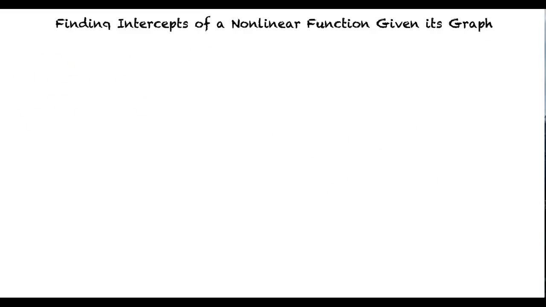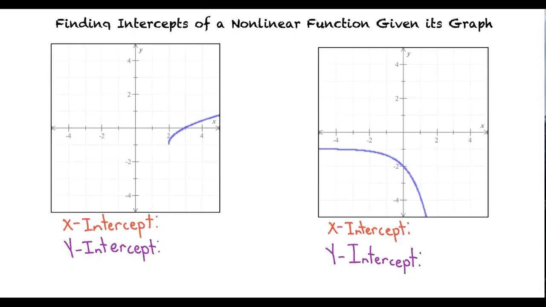Are there cases where the graph of the function might not have an x or y-intercept? Well, let's look at these two graphs and see if we can answer that question. If we look at the graph on the left, we can see that the graph of the function only intersects the x-axis at the point (3, 0). This means that our x-intercept is 3, while we would put none for our y-intercept since the graph does not intercept the y-axis in the given information.